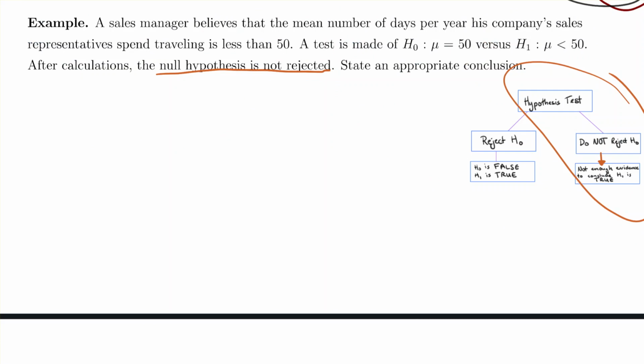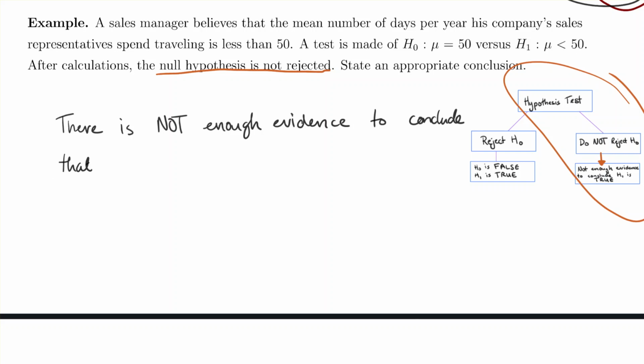So here I'm going to begin whenever we do not reject the null hypothesis, we always start with the same phrase. There is not enough evidence to conclude that. So this first part was just our stock phrase. Anytime we fail to reject the null hypothesis, we say not enough evidence to conclude that. Then go back to the problem. What were we trying to show about H1? We were trying to show H1 was our mean number of days per year was actually less than 50.